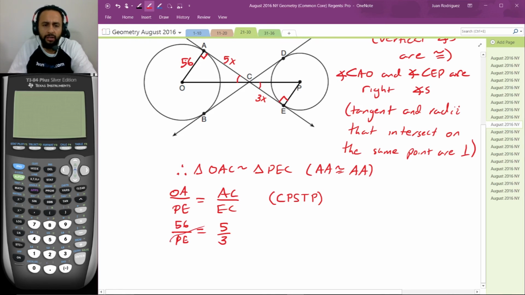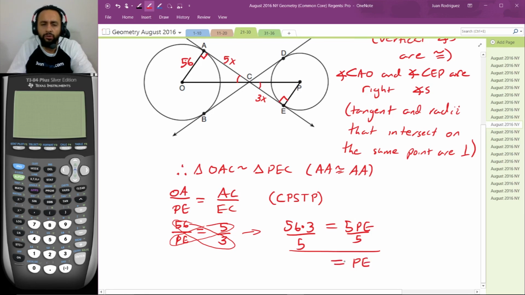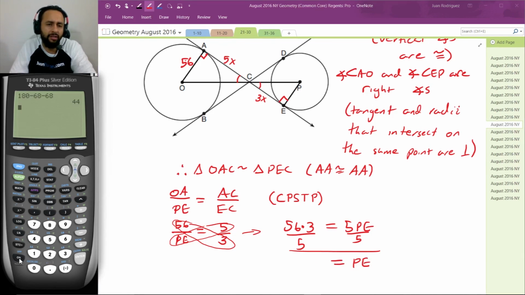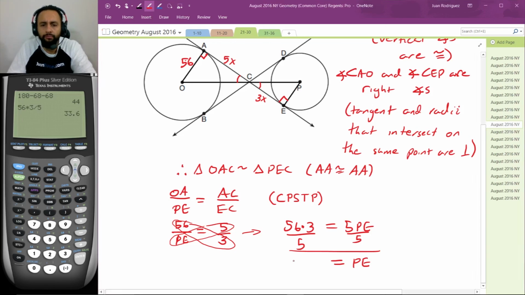I know a lot of the kids love cross multiplying, so I'm going to do it by cross multiplying. I get 56 times 3 equals, I'm sorry, 5 times PE. I divide by 5, and I get PE is equal to 56 times 3 over 5. That's a decimal, so let's do it. 56 times 3 over 5 is 33.6. There we go, and that's the length of PE.